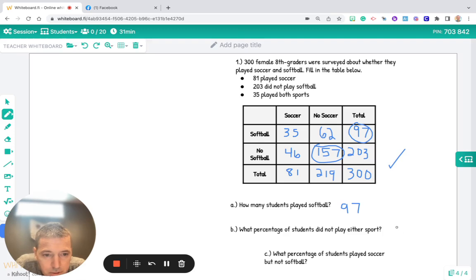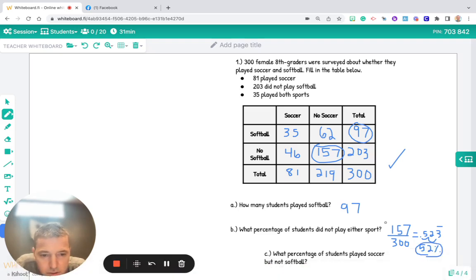But it asked for what percentage. So 157 out of 300 total. So I would divide 157 by 300. That's going to give me 0.523 repeating, right? And we know that to make that a percent, I got to move my decimal over 2 spots. So if we rounded this to the nearest percent, we would say that that would be 52% of the students did not play either sport.